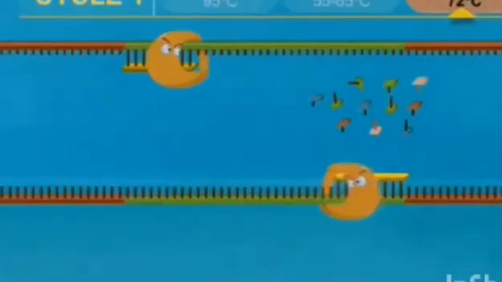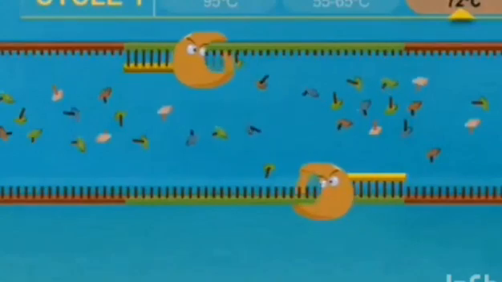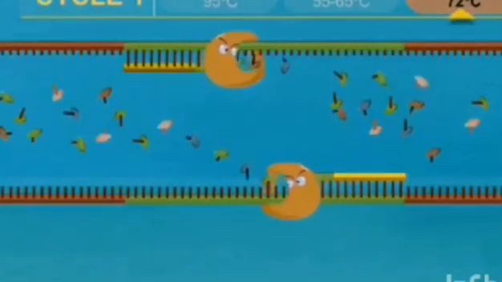These are the cycles of DNA. Cycle 1: denaturation, annealing and extension. These are the 3 steps of this cycle.